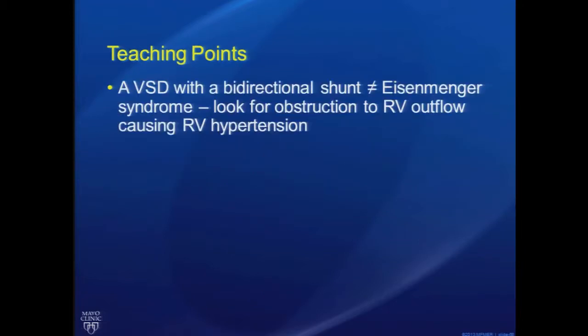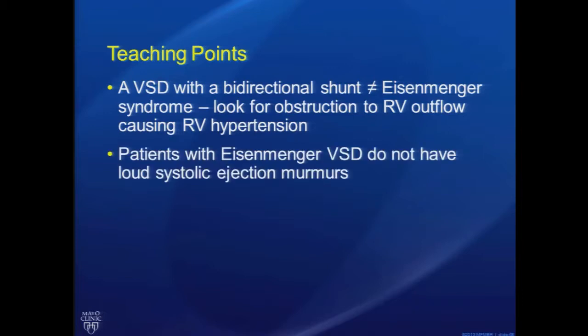So the teaching points, especially on an exam, but I wanted to hammer home this point: if you see a VSD with bidirectional shunt, that is not equivalent to Eisenmenger syndrome. And this goes back to what we talked about in my lecture, that PA pressures are not equal to RV pressures, so you only assume that if there's no outflow tract obstruction. So always look for RV outflow tract obstruction as the cause of your RV hypertension. This was a very unusual case of that, but it's a great example of how to not confuse those two.